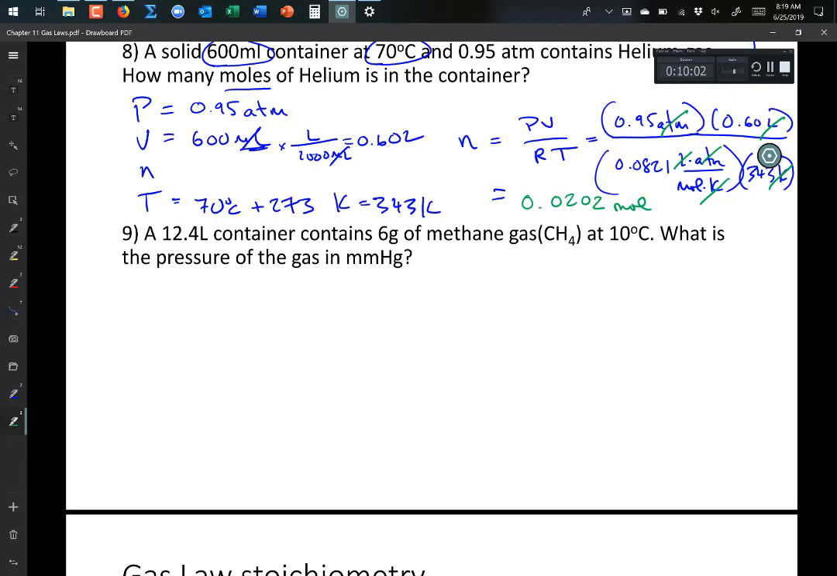Reading the problem says a 12.4 liter container contains 6 grams of methane at 10 degrees Celsius. What is the pressure? So it's not asking you what the new pressure is. It's not asking you after you change something what things are. So this is a PV = nRT problem. This is what people usually say, PV equals nRT.